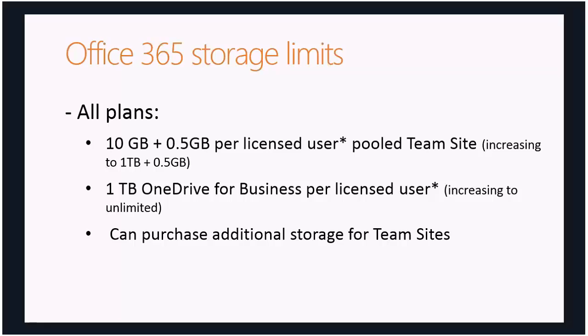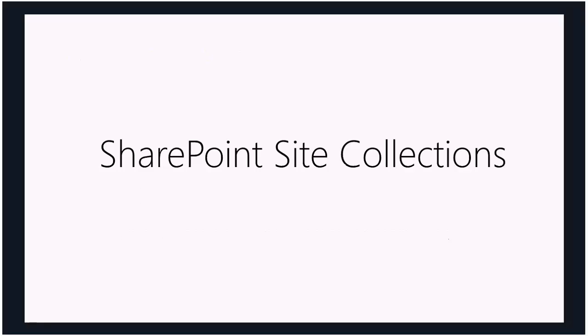You can't purchase additional storage for OneDrive for Business. So the only additional storage you can purchase is for team sites. There is a 1 terabyte maximum per site collection. So basically the maximum amount of space you can allocate to one web area or one URL in SharePoint is 1 terabyte at this point in time. So if you have information that exceeds that 1 terabyte, you would need to break it up into separate site collections. So with that, let's dive in and start talking about our SharePoint site collection.